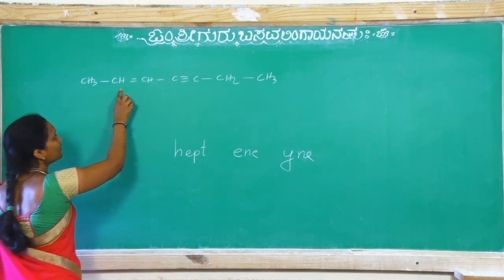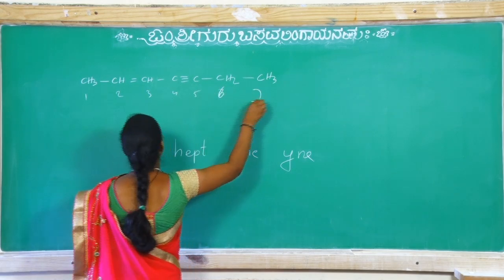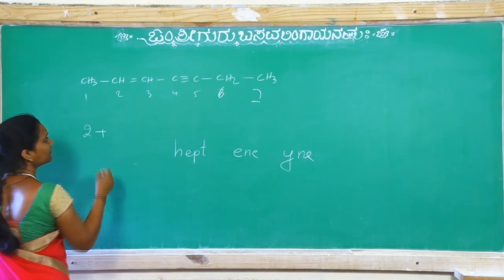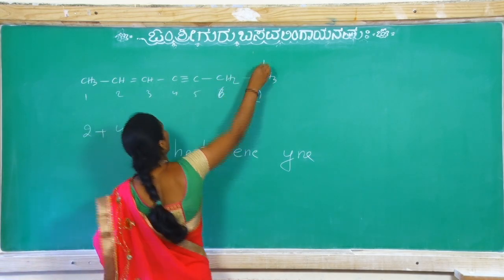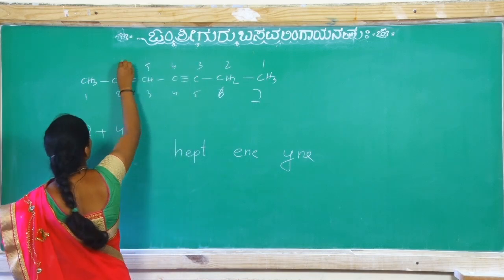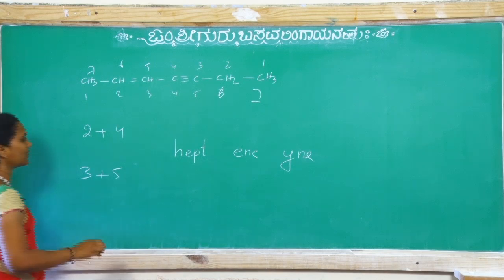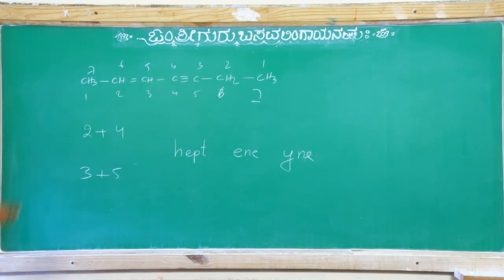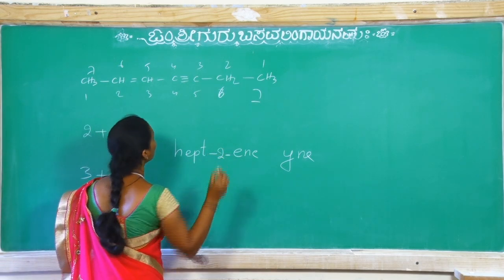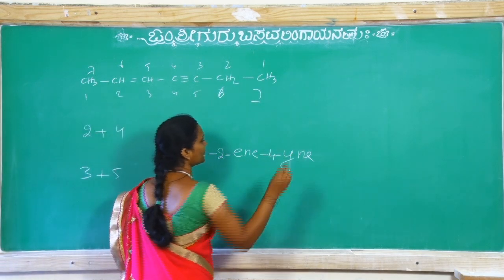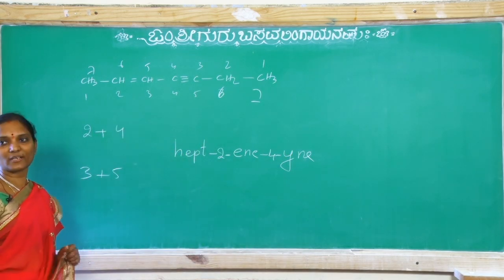This side 1, 2, 3, 4, 5, 6, 7: second position double bond, fourth position triple bond. From the other side, numbering 1, 2, 3, 4, 5, 6, 7: third position triple bond, fifth position double bond. Then the answer is the least sum. This is correct. So second position double bond and fourth position triple bond. The name of this compound is hept-2-ene-4-yne.